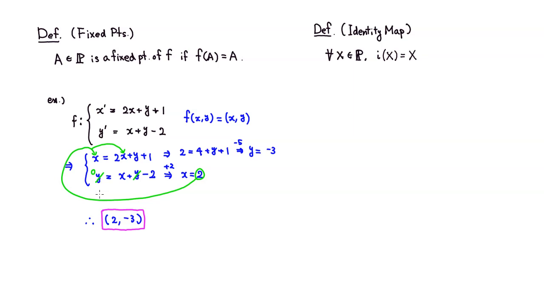All right, and just a quick definition of an identity map. If every single point happens to be a fixed point, we call that transformation an identity map or identity mapping. You can see that for all x in the point set P, I of x is always equal to the same x. Then it's called the identity map. So if every single point is a fixed point, then the transformation is called the identity map.